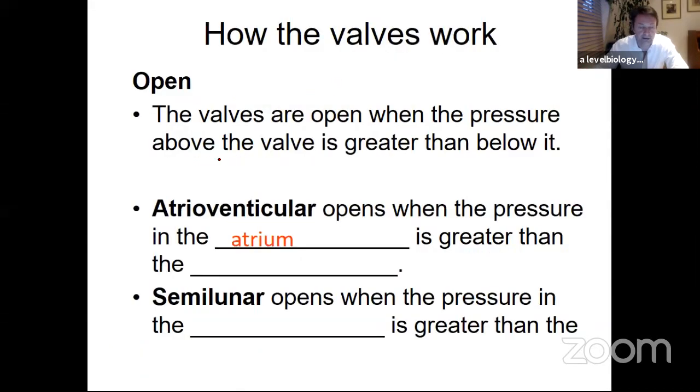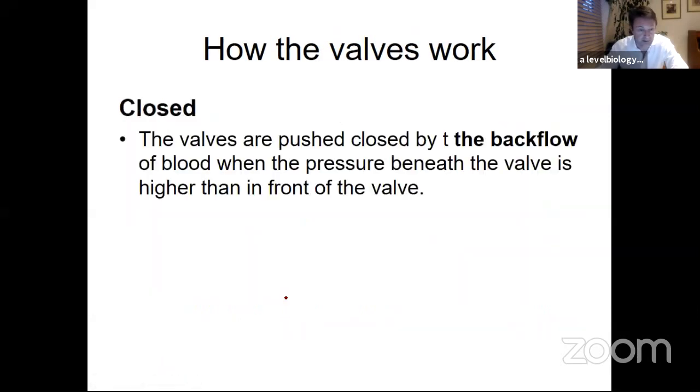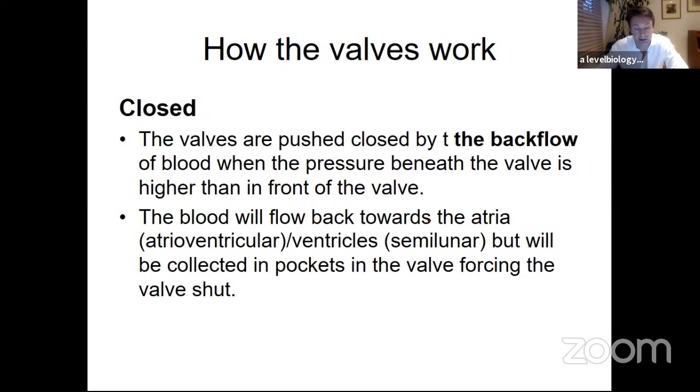Okay, so how do valves work? Valves are pushed open when the pressure on one side of the valve is higher than the pressure below it. The atrioventricular valve will open when the pressure in the atrium is greater than the pressure in the ventricle. The semilunar valve, or aortic or pulmonary valve, will open when the pressure in the ventricle is greater than the pressure in the artery on the other side. They're pushed closed by the backflow of blood when the pressure beneath the valve is higher. Blood flows back towards the atria or the ventricles and then forces the valve shut.